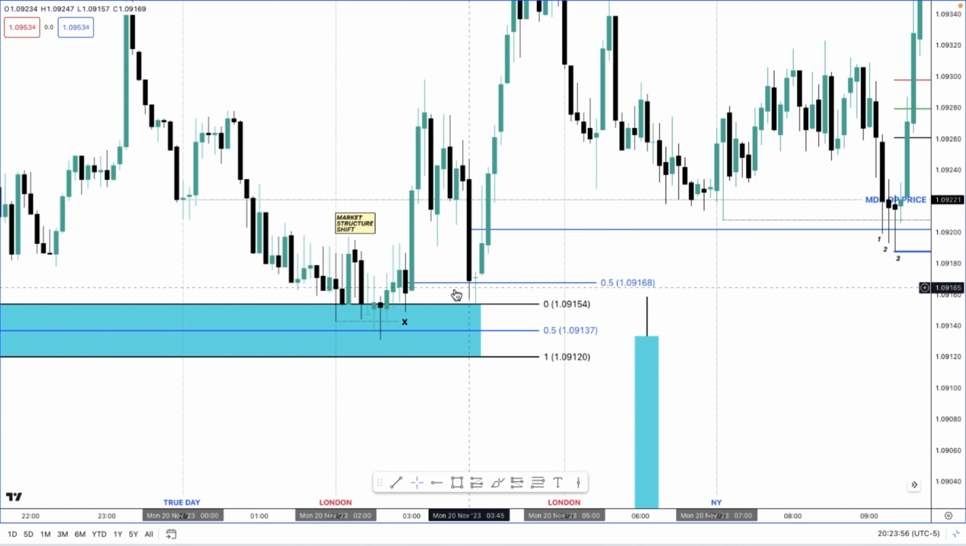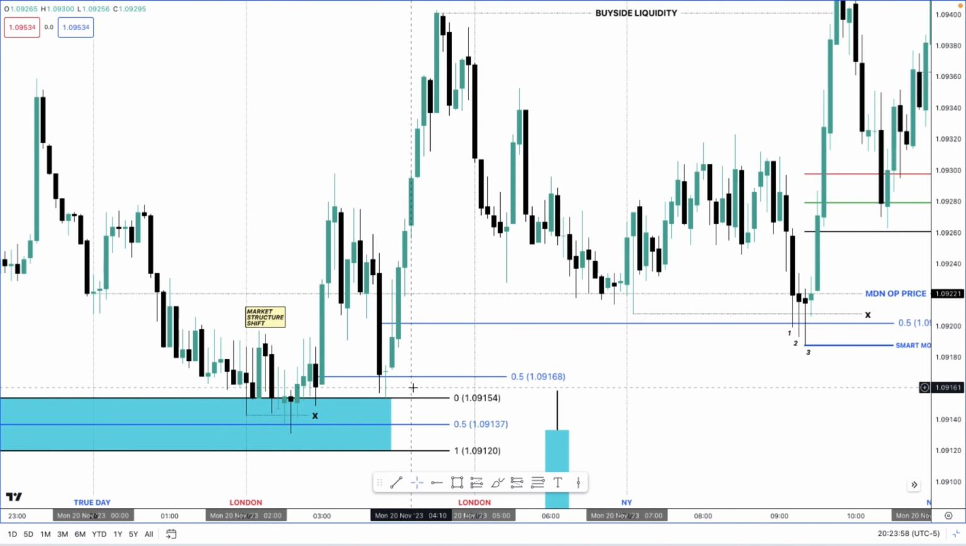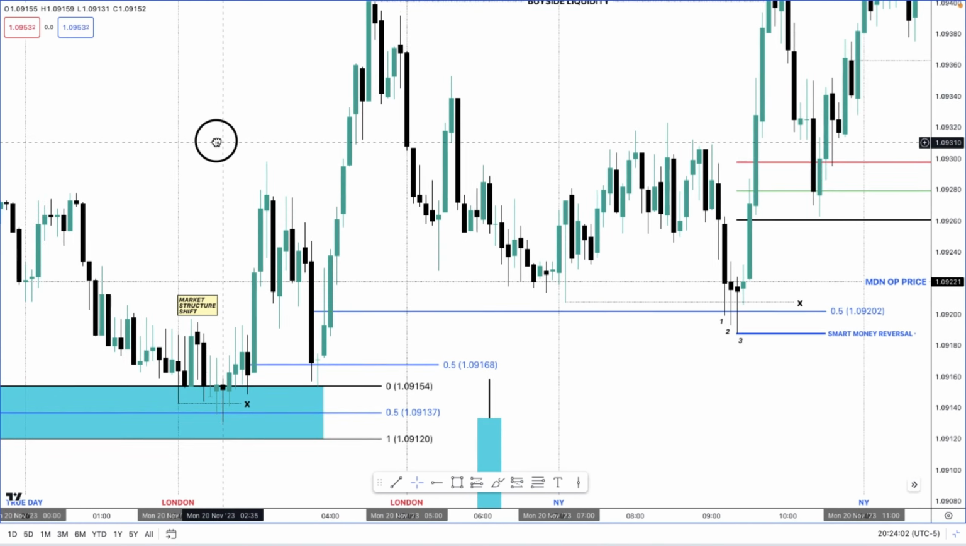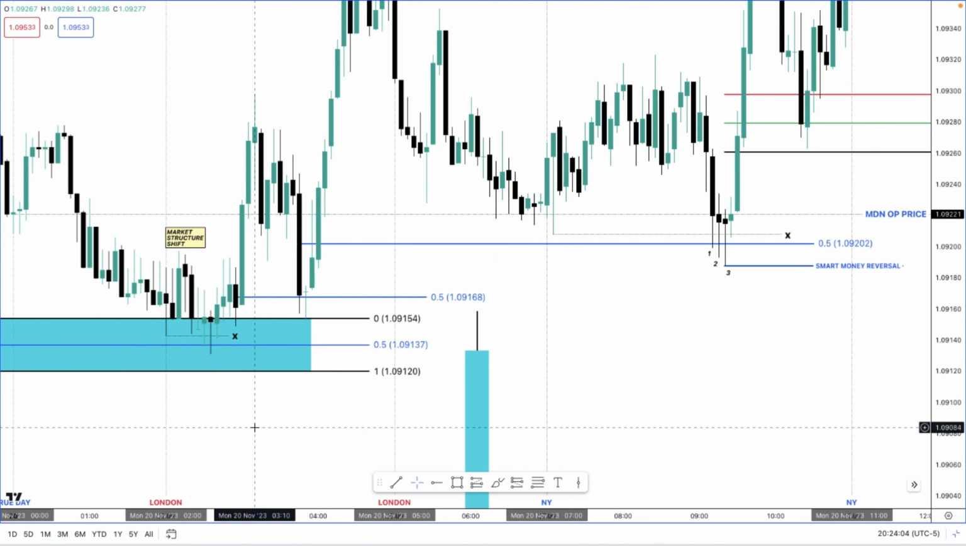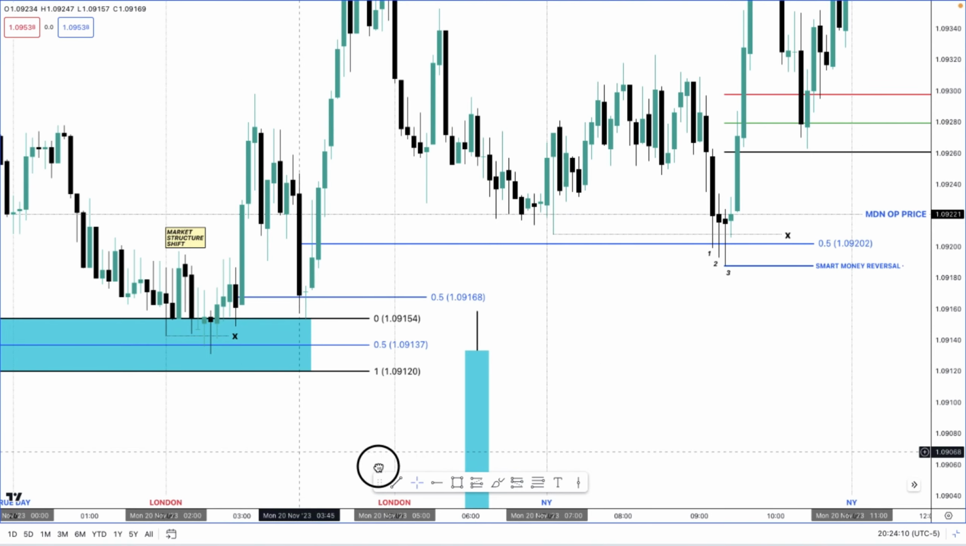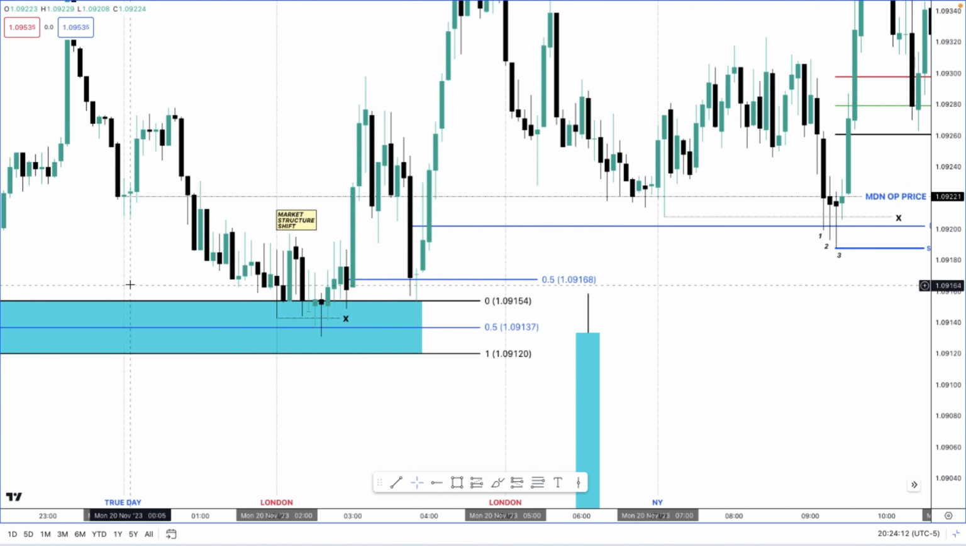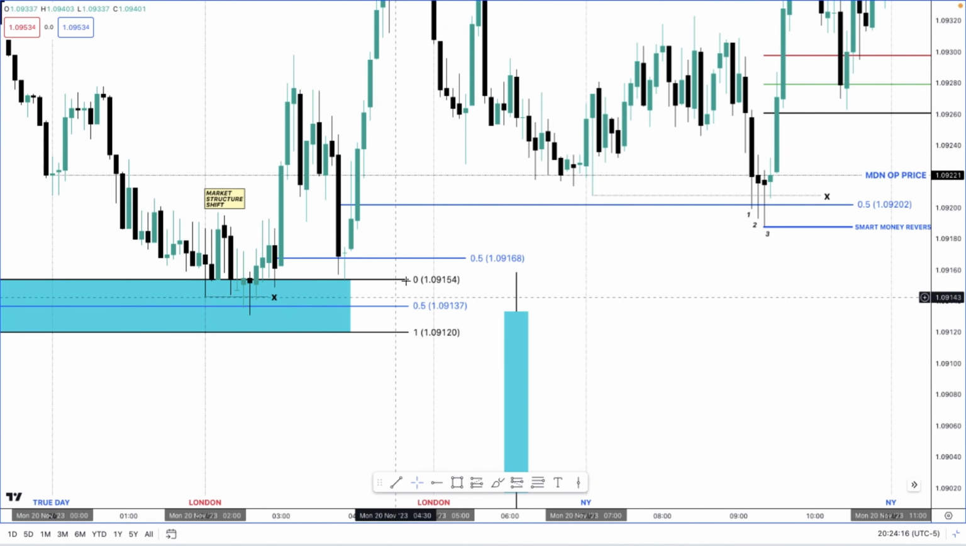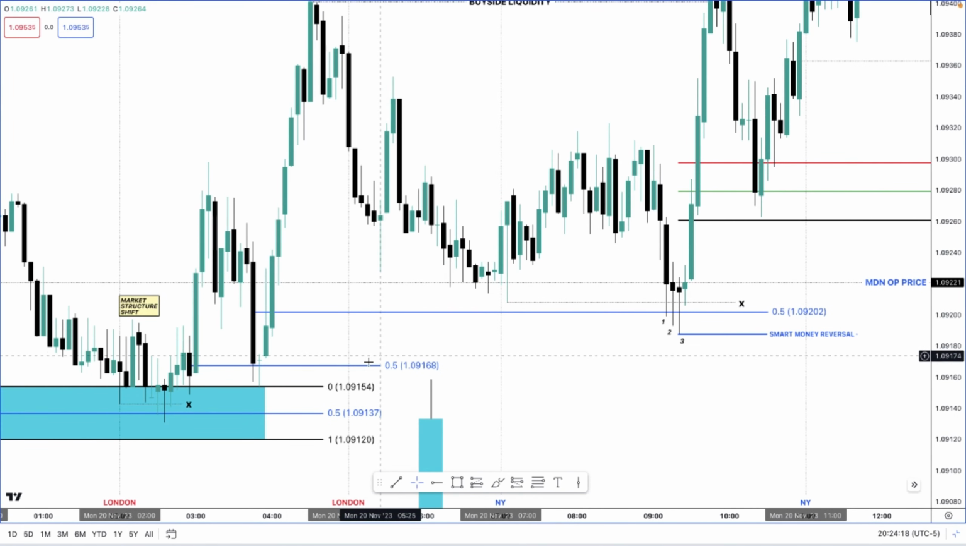So price finds support at the mean threshold. It rallies high. Now, when you're looking at price, now we're looking at the New York session. So you open here, that's London. London ends. Oh, never mind. So this is still London.